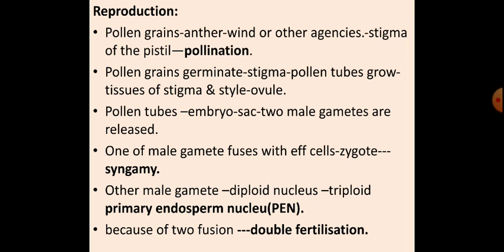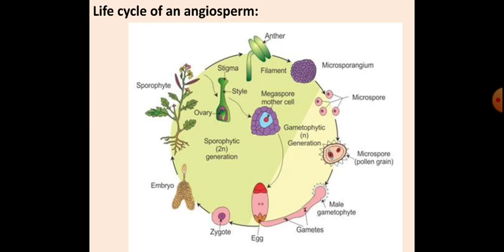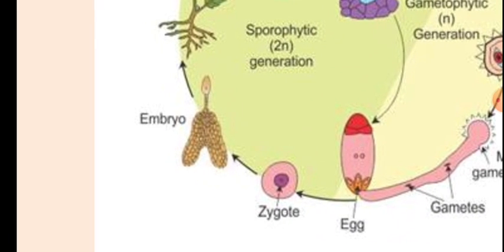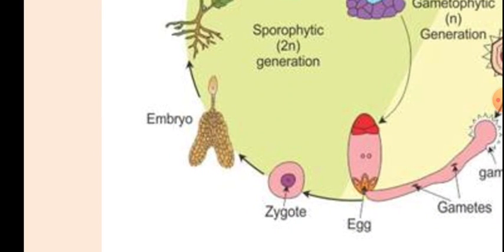I hope you understood. One male gamete will reach the egg and form the zygote. The second male gamete will reach the polar nuclei. There are 2, so one more male gamete will come and join. It will become 3, so the triploid primary endosperm nucleus forms. One fuses with the egg, the second fuses with the polar nuclei. So two fusions take place. The process is called double fertilization.